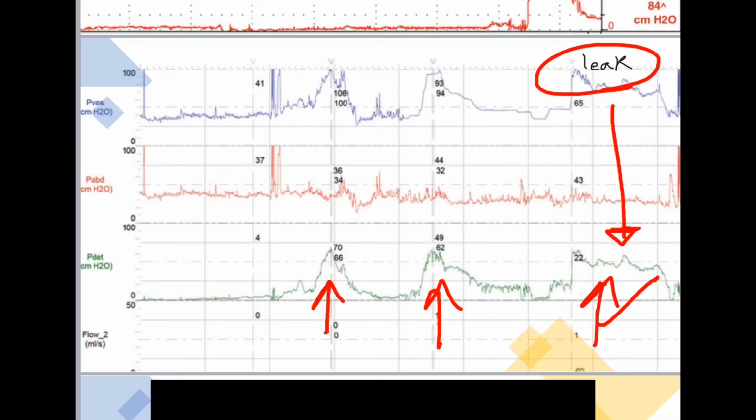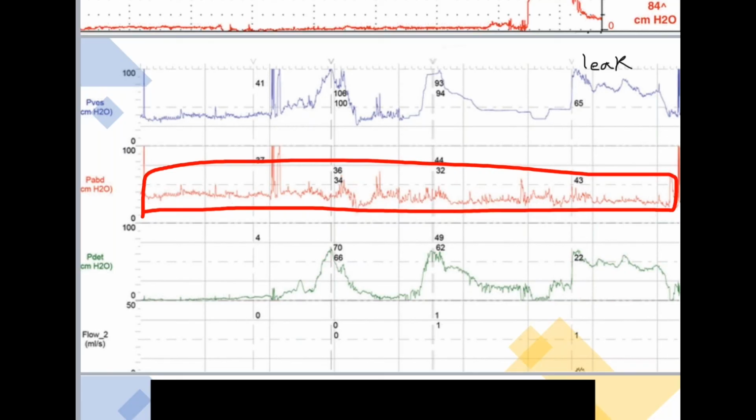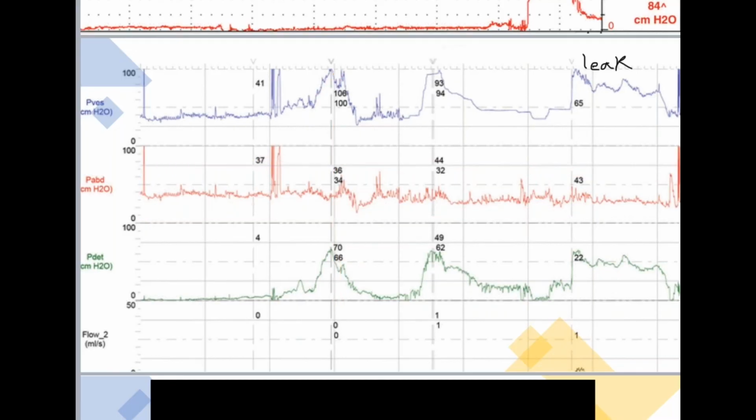When you see the P detrusor going up all the time like that, that means we have detrusor overactivity, especially if the P abdominal is stable. We are not coughing, not squeezing, not doing a Valsalva maneuver, not doing anything. Our abdominal pressure is low. However, the detrusor keeps contracting, and as you know, when the detrusor muscle contracts, the P vesical will also increase in association. And when it is associated with a leak, we call it urge incontinence.